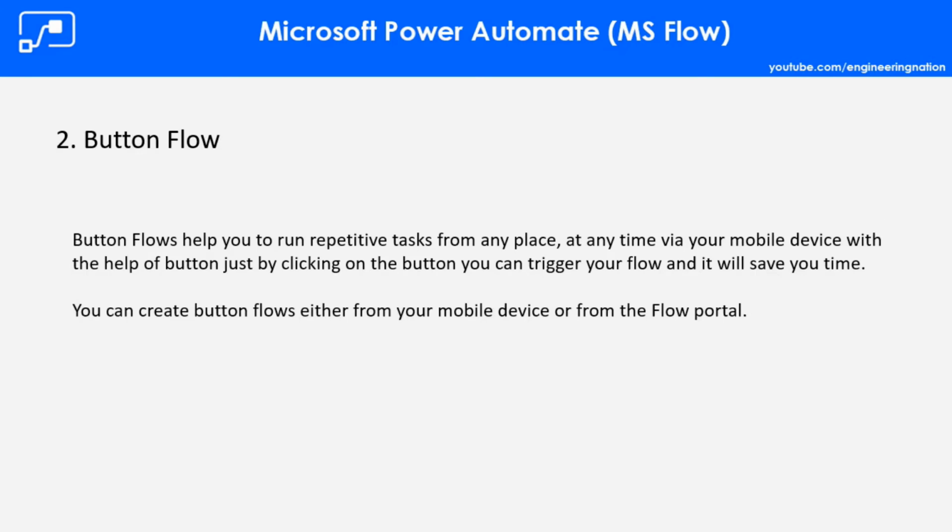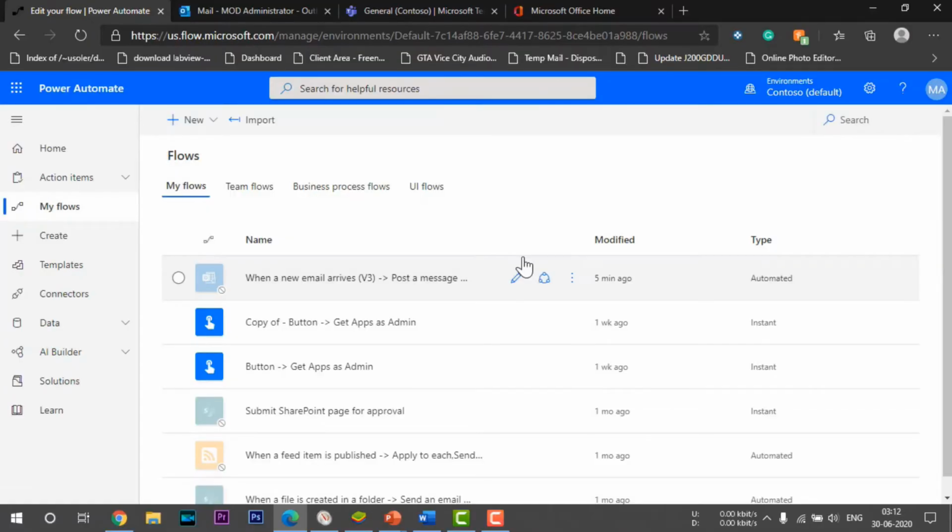And second is button flow. Button flow helps you to run repetitive tasks from any place at any time via your mobile device with the help of a button. Just by clicking on the button, you can trigger your flow and it will save your time. You can create a button flow either from your mobile device or from the flow portal. So let us see what a button flow is.